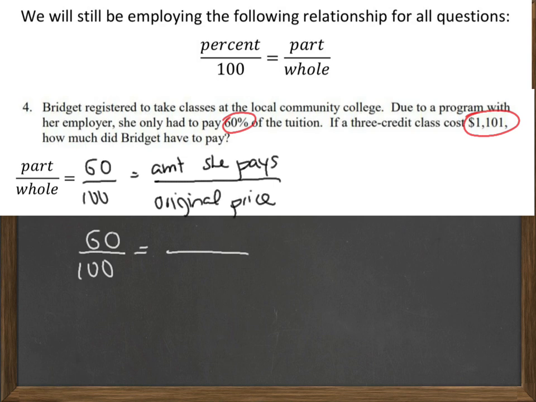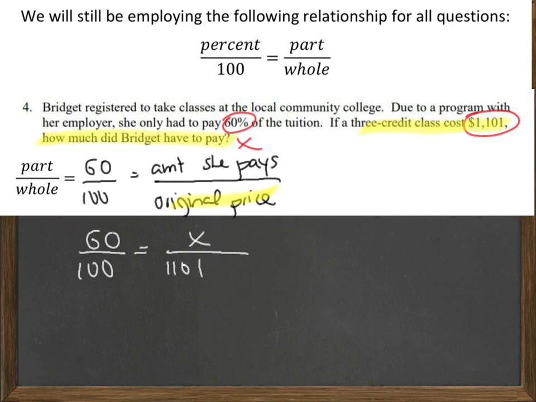Okay, so let's look at this 1101. We really only have two options at this point, right? Either 1101 is going to go upstairs, or 1101 is going to go downstairs in our denominator. So the question is, is 1101 the part, the amount that she's paying, or is it the amount of the original price of the course? Well, there's two ways you can know. It says that it costs 1101, so that's going to be the original price. Also, it says how much did Bridget have to pay? In other words, the thing that we're looking for is the x. The mystery number is how much she had to pay. We want to know what is 60% of 1101.